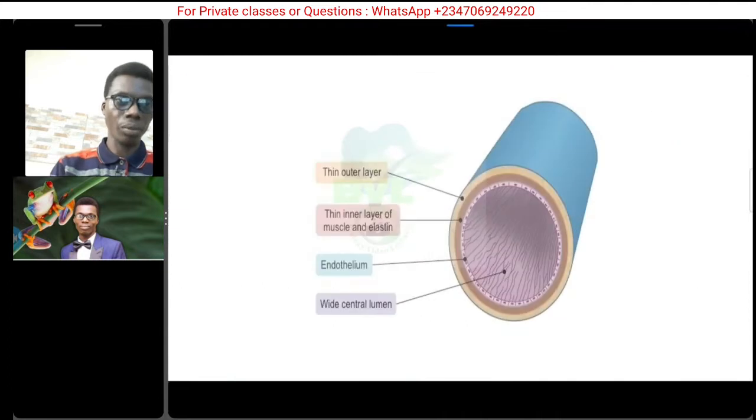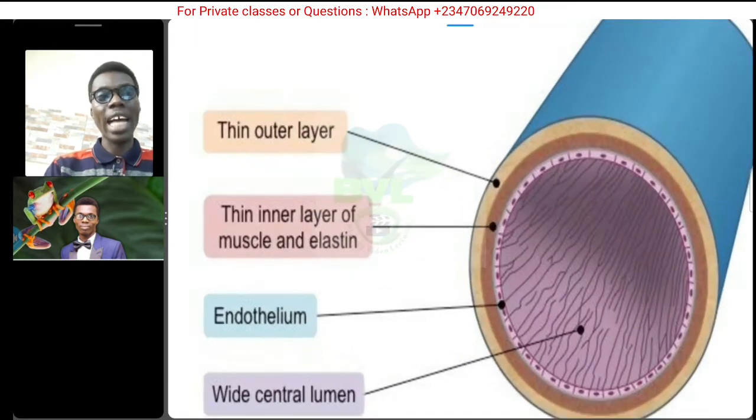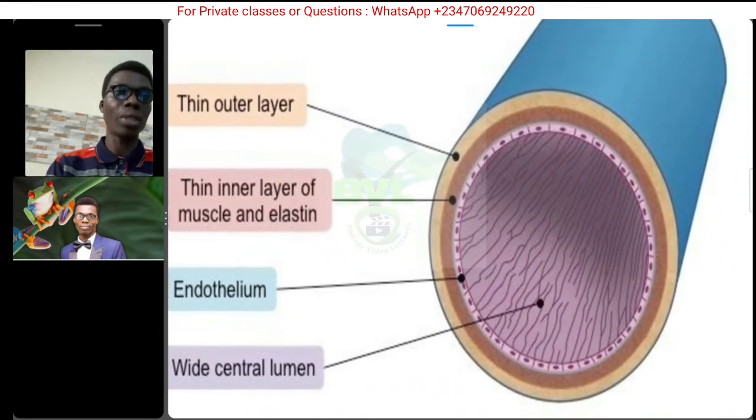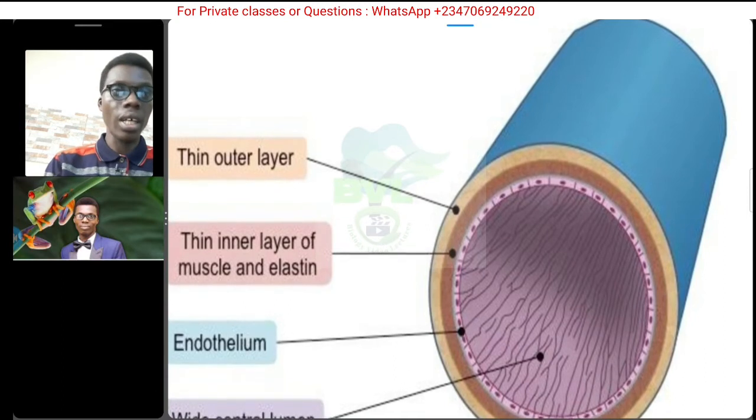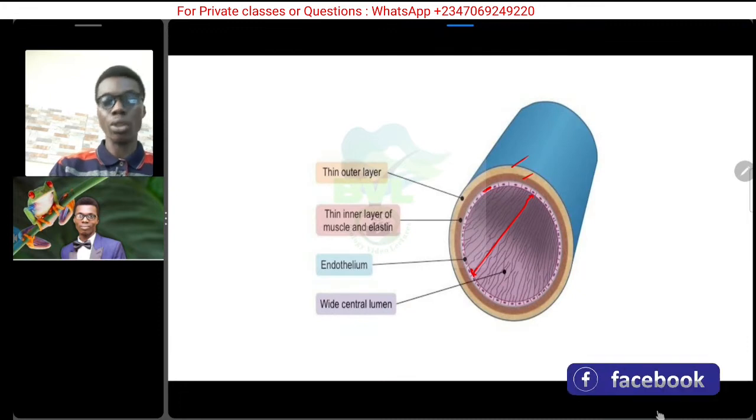Now check this out. So this is what the vein looks like. You can see that the thickness is not as much as we saw when we were talking about arteries. So this is not as thick. This is endothelium, okay, collagen, elastic muscles, not so much. And the lumen is quite wide, really wide as compared to that, so to say.